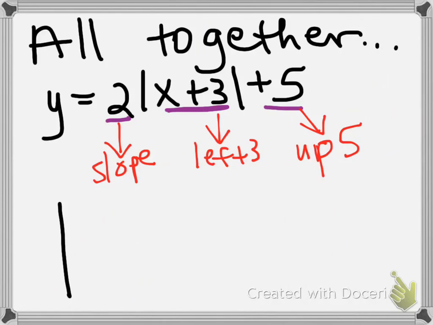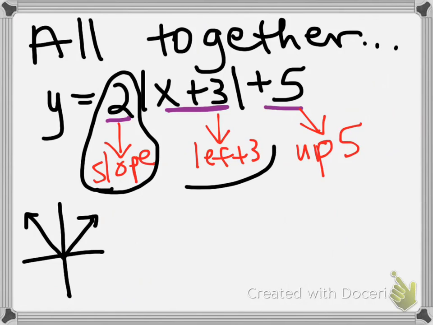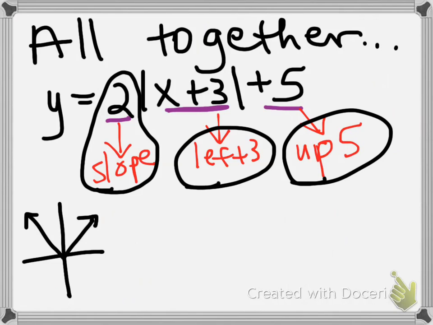Let's see, so I'm going to draw right over here, just a plain old V. Put little arrows. So we know with our domain and range, it's going to keep on going. So the one that we're going to do is going to change because the slope is going to change. It's going to move left 3 places and up 5 places. So here's what I like to do.